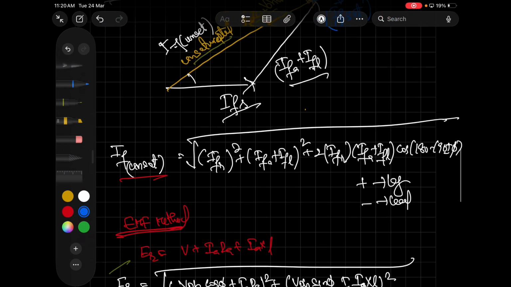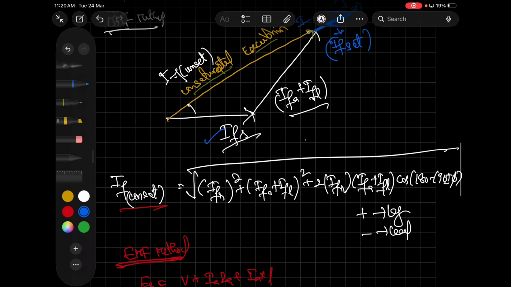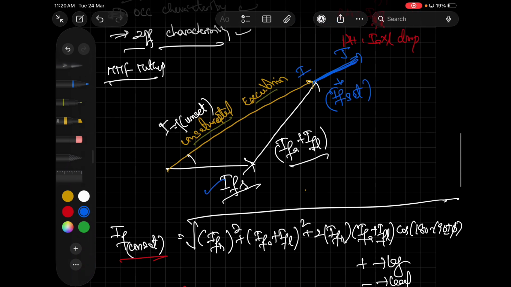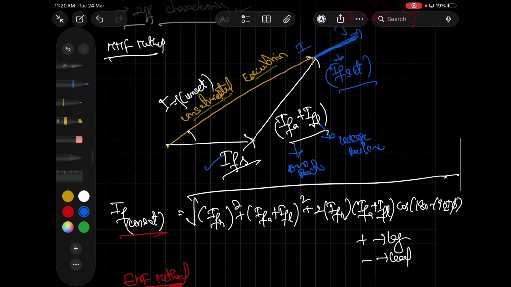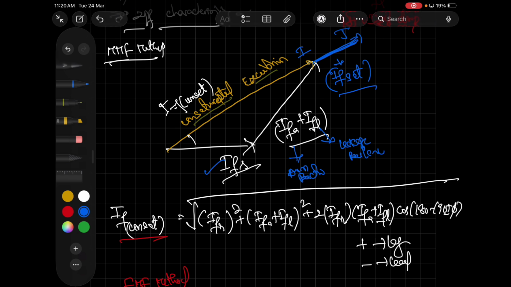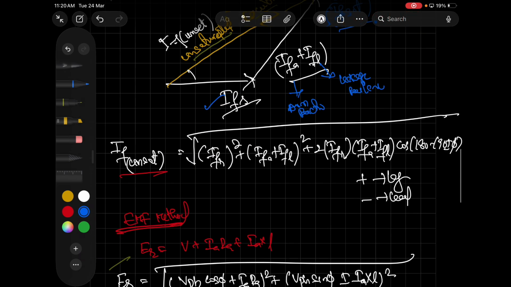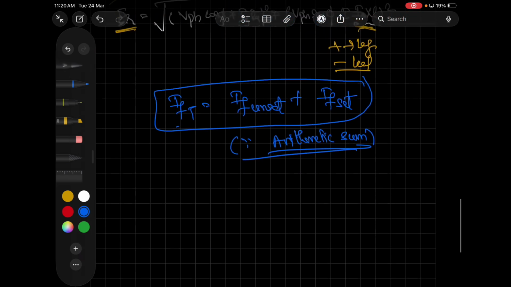So in detail, I am including IFR, IFA, IFL, and also IF saturated. IFA corresponds to what? Armature reaction: the field current required to generate armature reaction. IFL length is the field current required to generate leakage reactance. Combining these two gives the unsaturated excitation, and IF saturated is where saturation is also considered. When everything is considered, we get the IFT here.